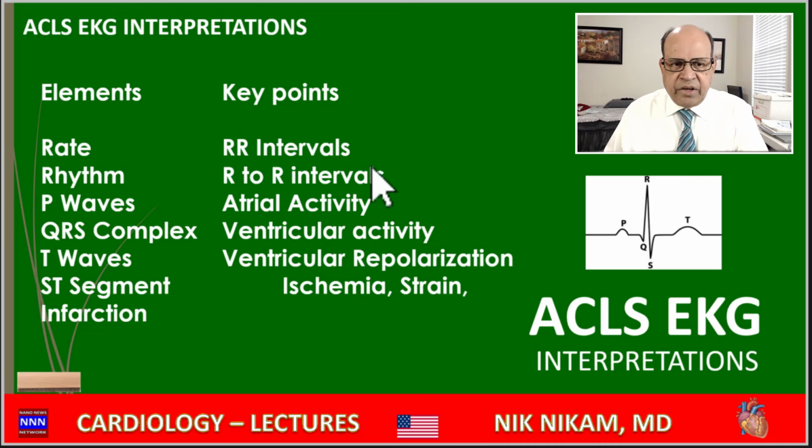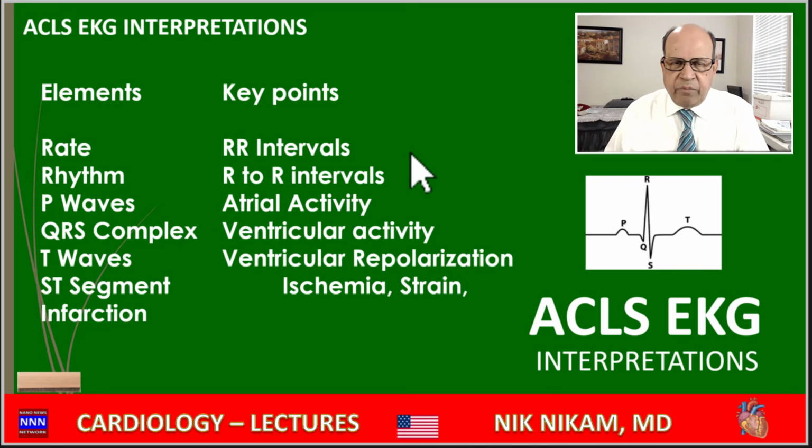Atrial activity. Just like the RR intervals, we need to look at the atrial activity. Are the P waves clearly visible? Is the P cycle constant? Is there a constant relationship between the P and the QRS in each cycle? Then we look at the QRS complexes, which reflect the ventricular activity. Is there a relationship between the QRS complex and the P waves?